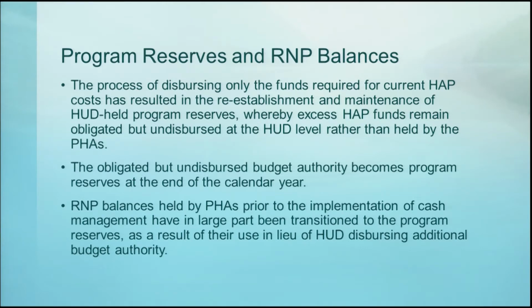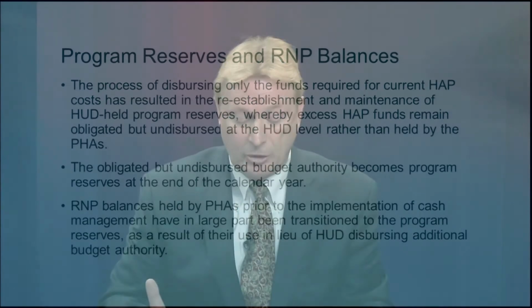The cash management requirements have transitioned PHA restricted net position to HUD-held reserves by compelling the use of RMP first in lieu of dispersed additional budget authority.